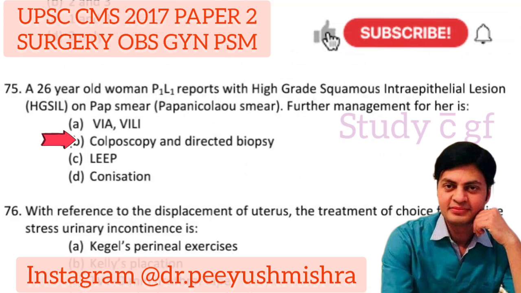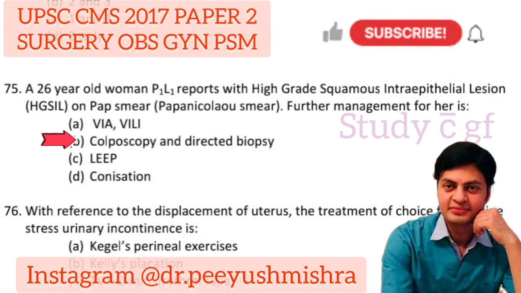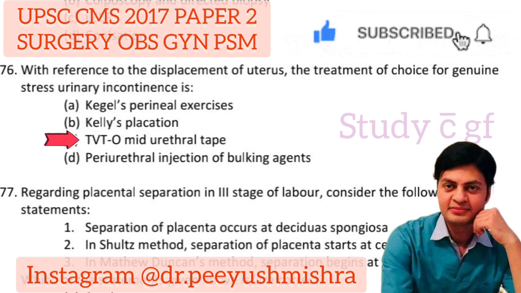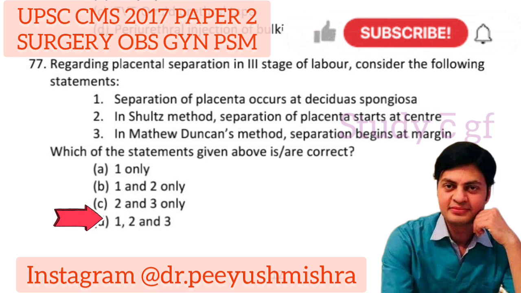A 26-year-old woman P1L1 reports with high-grade squamous intraepithelial lesion, HGSIL, on Pap smear, Papanicolaou smear. Further management for her is colposcopy and direct biopsy. With reference to the displacement of the uterus, the treatment of choice for genuine stress urinary incontinence is TVT-O, mid-urethral tape. Regarding placental separation in third stage of labor, consider the following statements.